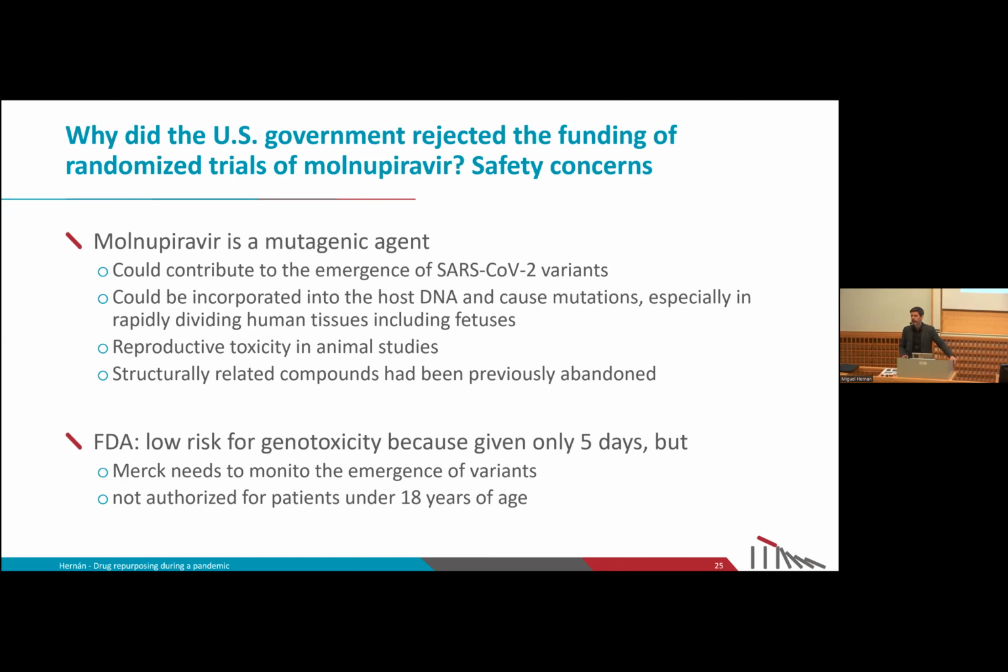Now, when the FDA gave the temporary approval in December, it said that the risk of genotoxicity is low because the treatment course is only 5 days. So there's not really much time to create that. We don't know, but it makes sense. But it asked Merck to establish a system to monitor the emergence of variants, and also did not authorize the drug for children.